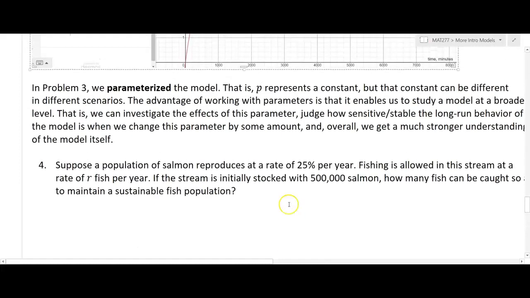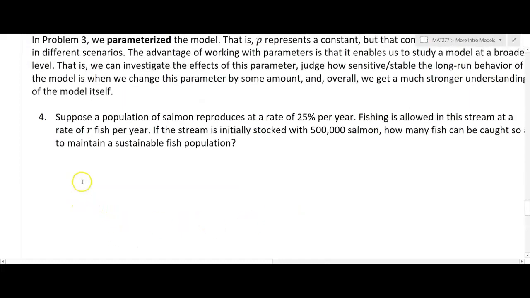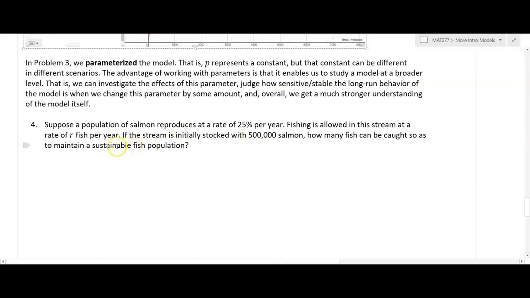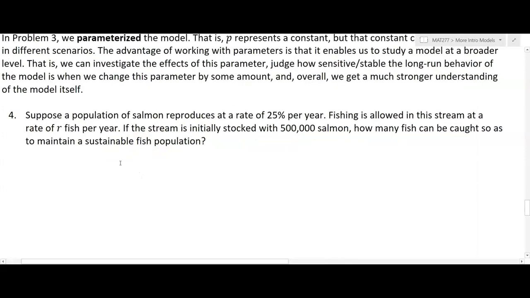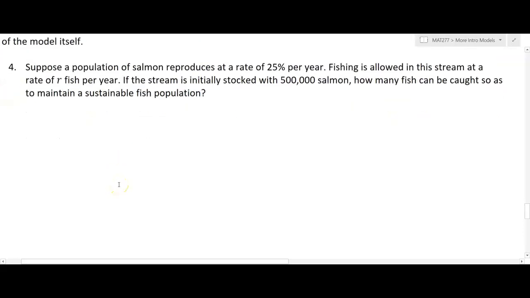So let's look at one more situation, actually two more situations, and then we'll go ahead and call it wraps. Suppose a population of salmon reproduces at a rate of 25% per year. Fishing is allowed in the stream at a rate of R fish per year. If the stream is initially stocked with 500,000 salmon, how many fish can be caught so as to maintain a sustainable fish population?